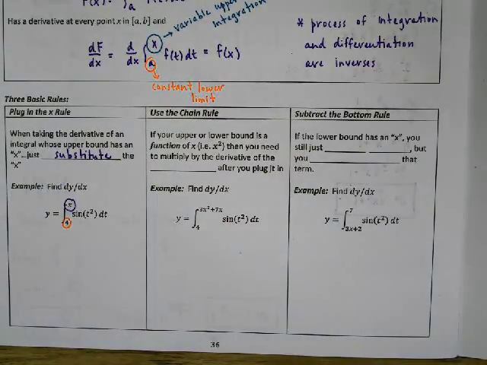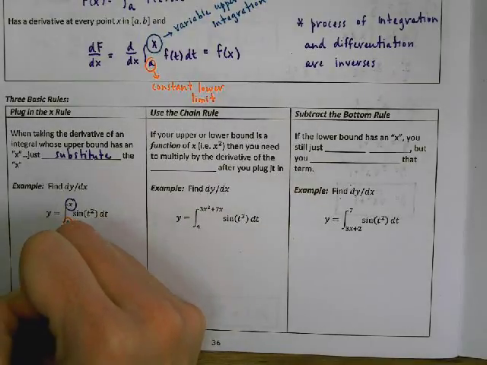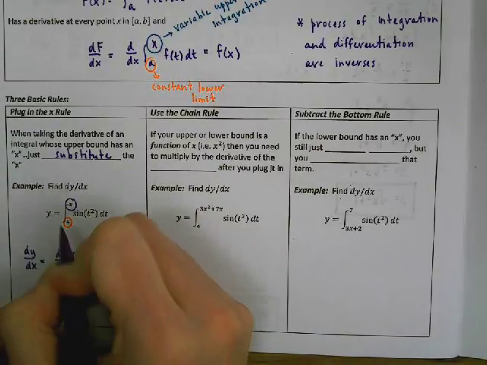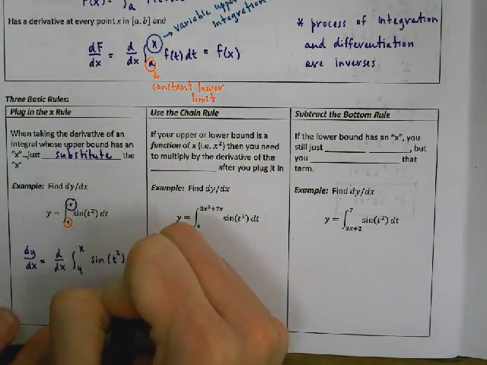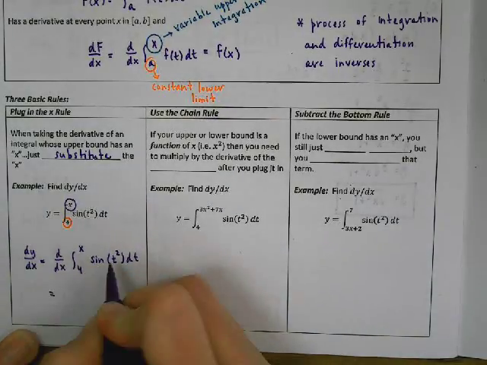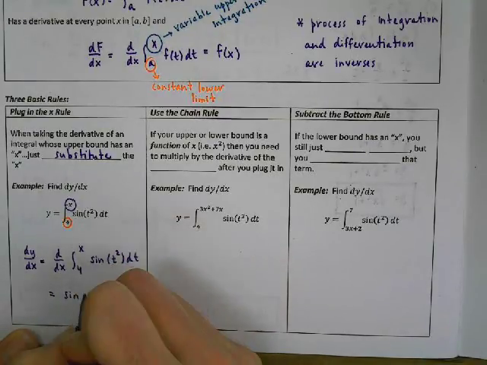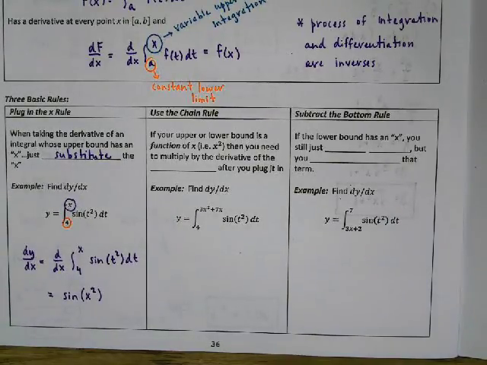Whenever I have just x here, and again, I double check my lower limit is a constant, if I want to find dy dx, we know that dy dx is just the derivative with respect to x of our integral from 4 to x of sine of t squared dt. Since our upper limit is just an x, to get that derivative, all we do is take our integrand and substitute our t with x. So sine of x squared. And we're done. That's what the fundamental theorem allows us to do.